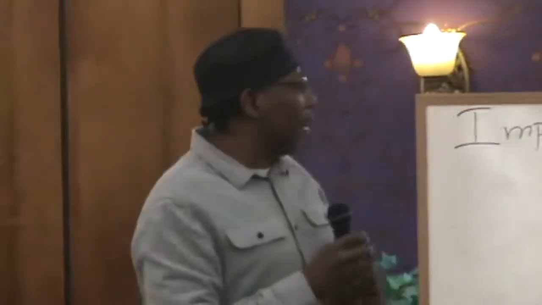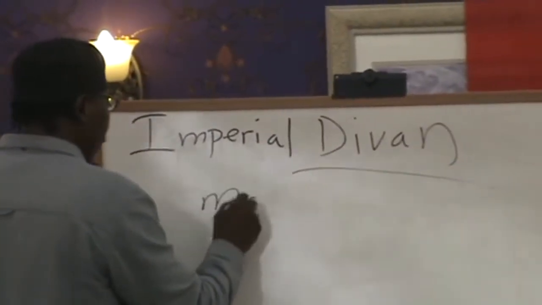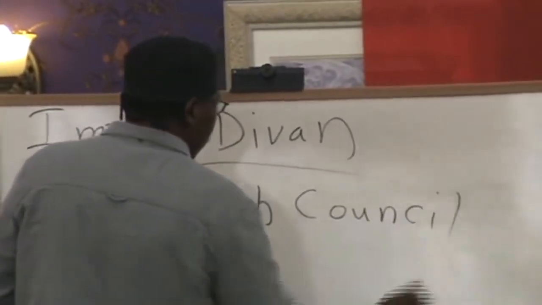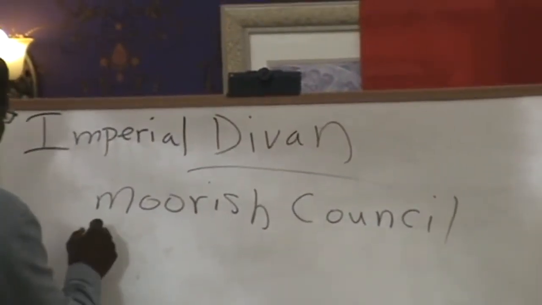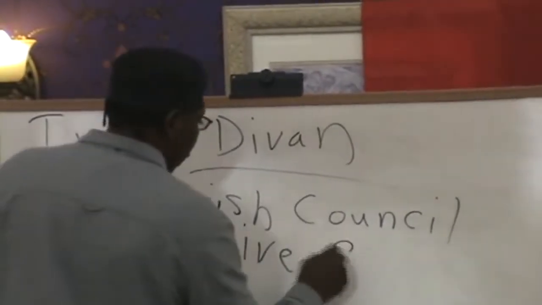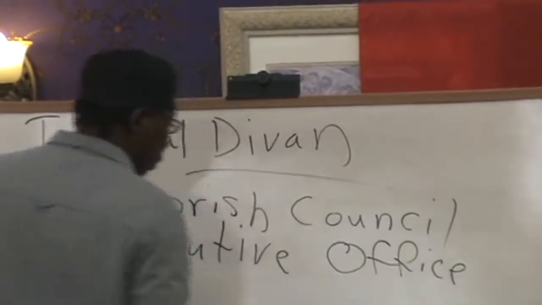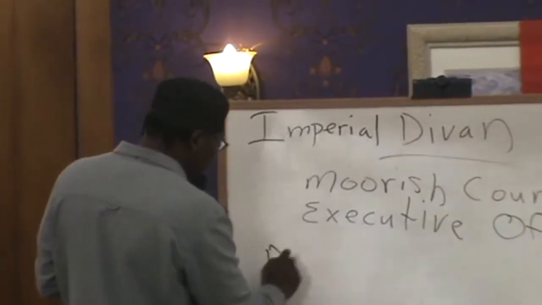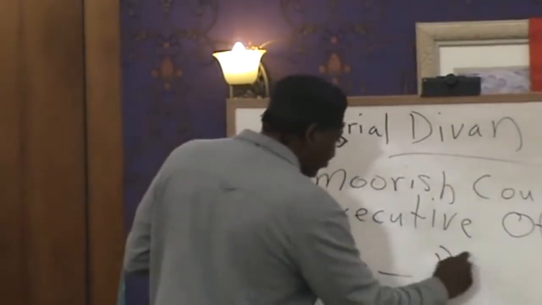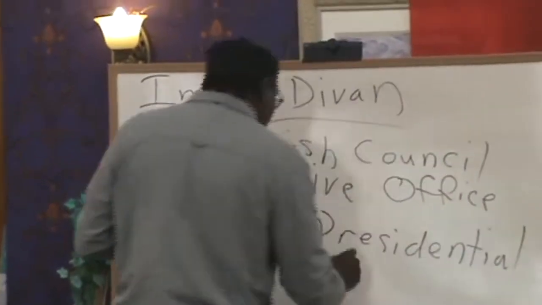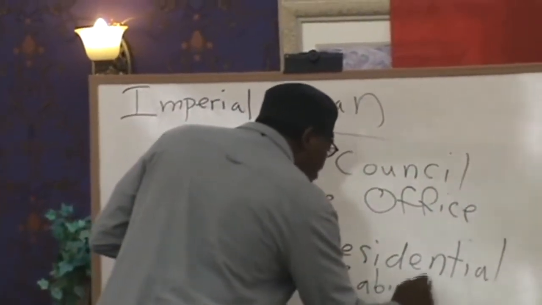This here is the Moorish Council. This is the executive. All right. The Europeans today, the United States occupying power, substituted the Divan for the presidential cabinet. Donald Trump is the substitute Grand Vizier.